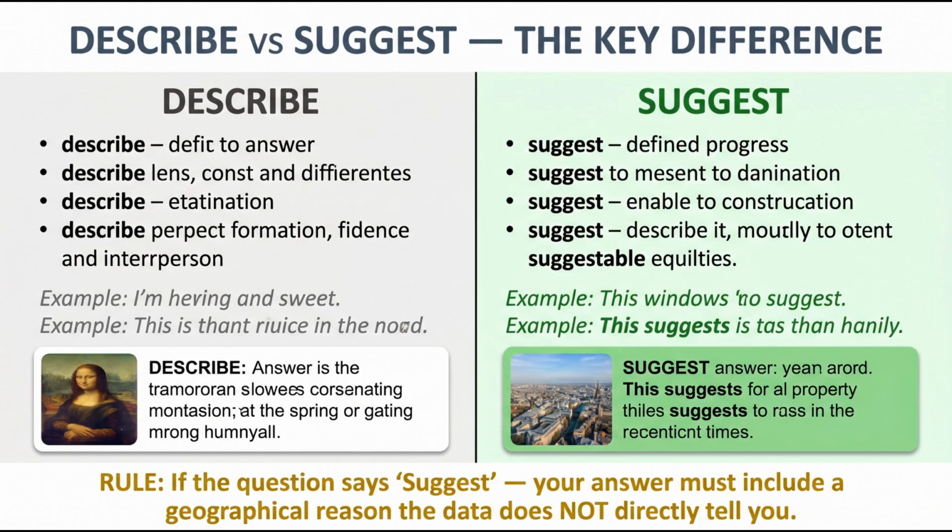Look at the photo example at the bottom. Steep slopes, no buildings. The describe answer stays on the surface: steep slopes, no buildings visible. The suggest answer adds the geographical reason: the steep gradient makes construction dangerous, discouraging settlement. See the key rule at the bottom of the screen? If the question says suggest, your answer must include a geographical reason that the data does not directly tell you. If you can point to the answer directly in the photograph or graph, you're describing, not suggesting.